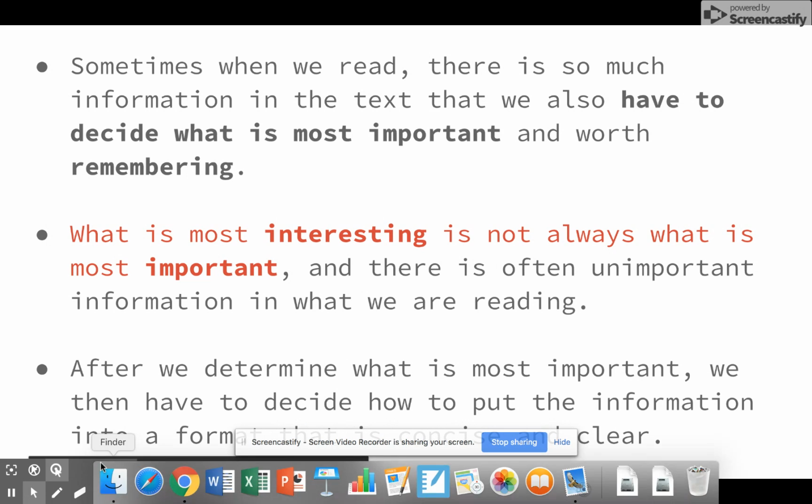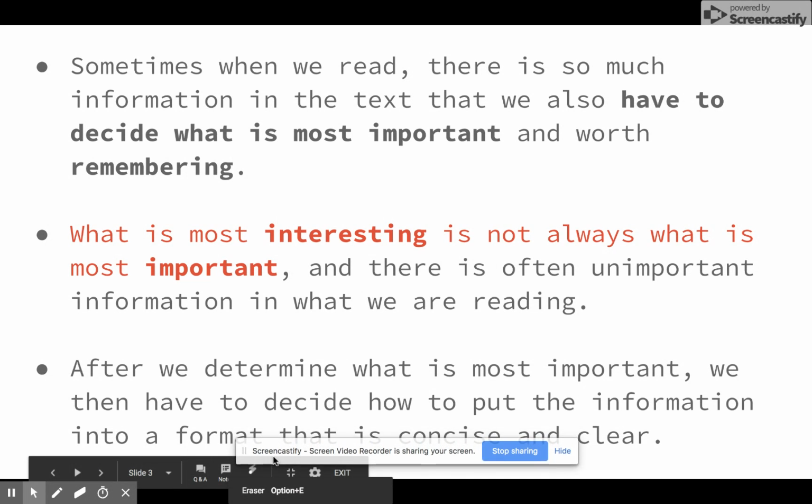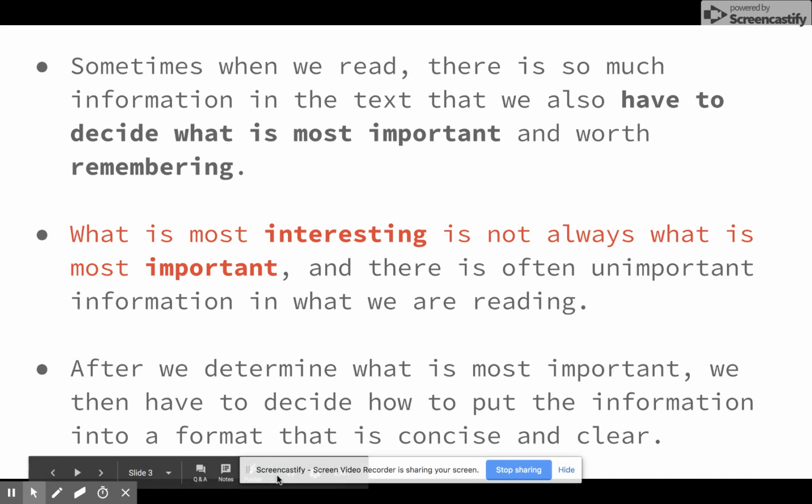After we determine what is most important, we then have to decide how to put that information into a format that is concise and clear. We want to make sure that we're reporting our facts clearly and accurately to someone.